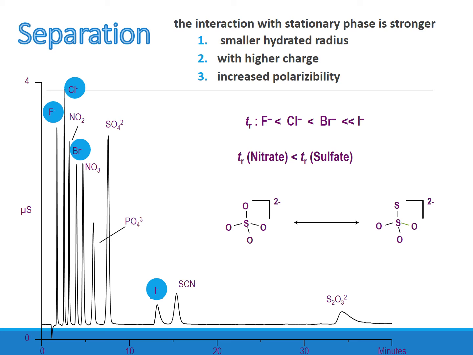If we have higher charge, if we compare nitrate and sulfate, we see that higher charge also is more strongly attracted. Finally, if we look at sulfate and thiosulfate, we see again that attraction forces for the larger compounds are stronger. So we have here higher polarizability.